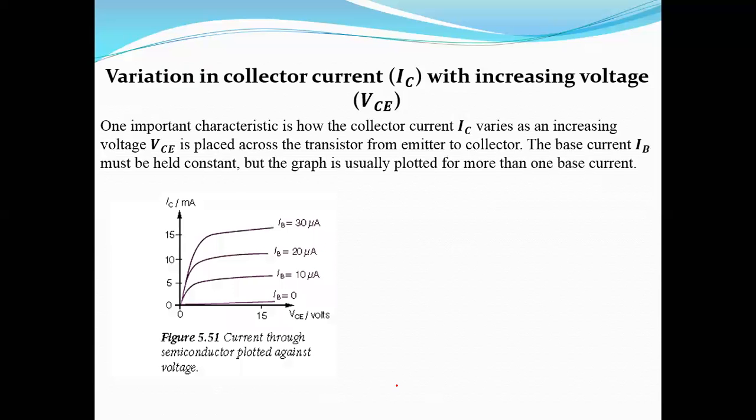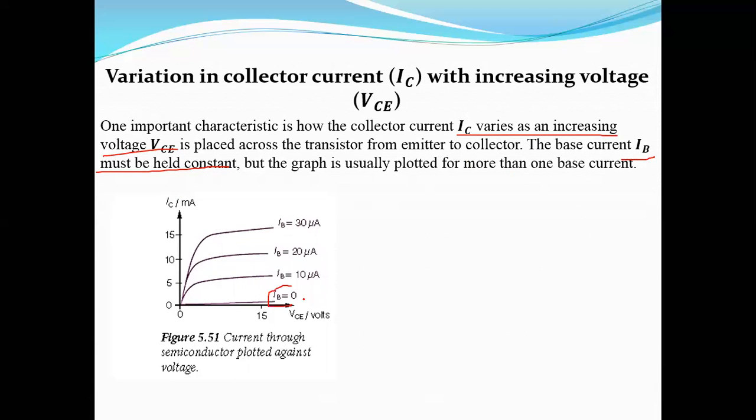So when the voltage increases, this is going to affect the change in collector current. So the collector current also is going to increase. But here the base current must be constant, okay? The base current must be held constant. When we increase the collector emitter voltage, this is going to increase the collector current, but there is one condition only: the base current must be held constant.